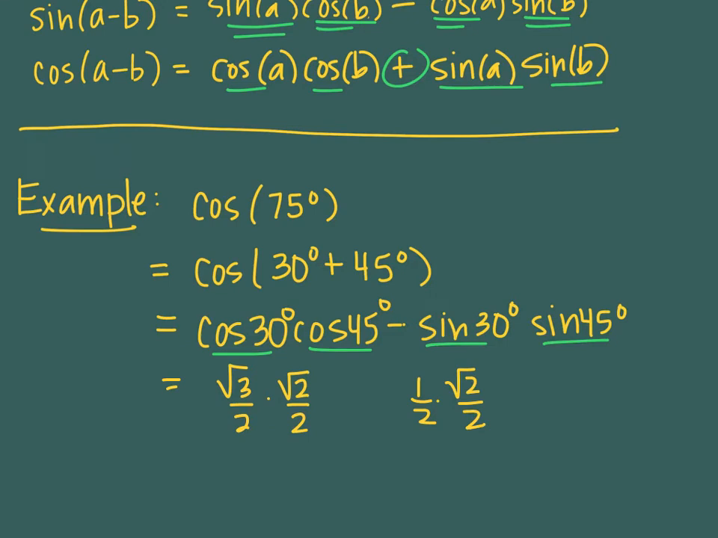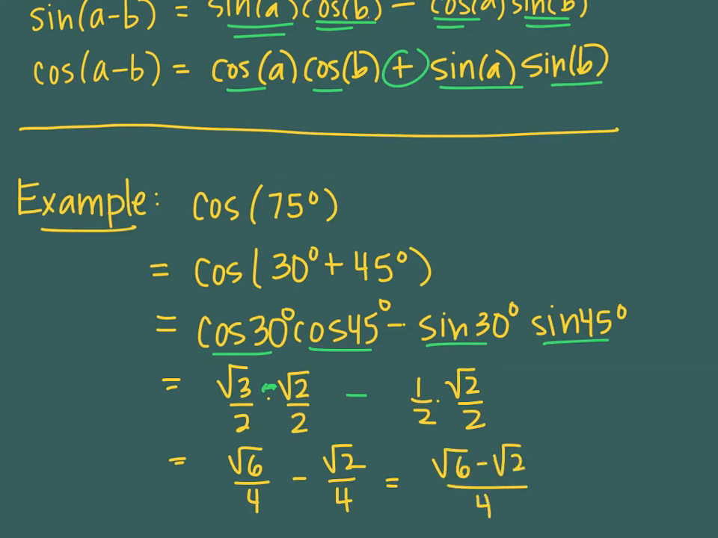So we have cosine, cosine, sine, sine, with a subtraction in the middle. So put it all together. Square root 3 over 2 times square root 2 over 2 makes square root 6 over 4, minus square root 2 over 4. Let's have a common denominator. So square root 6 minus square root 2 over 4.